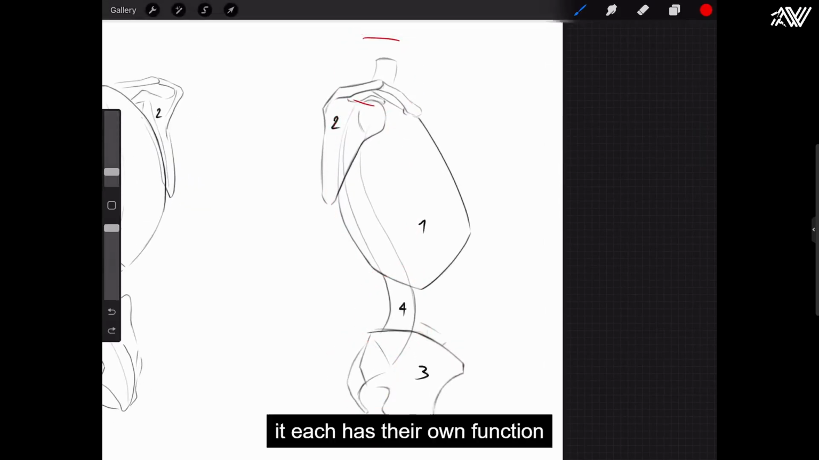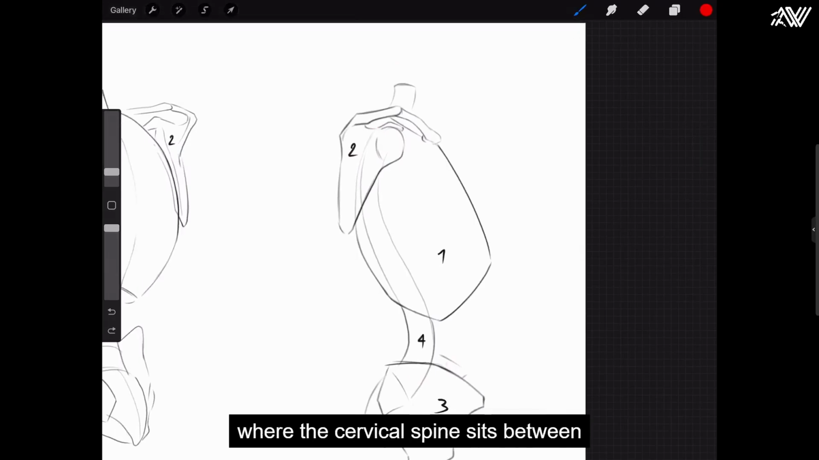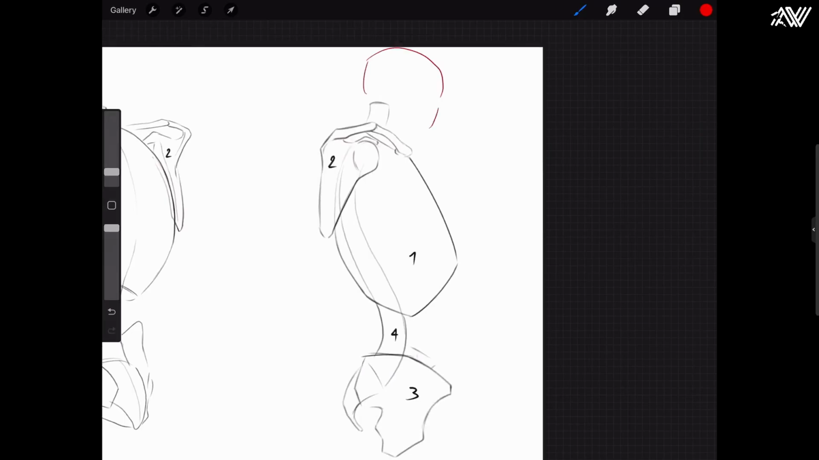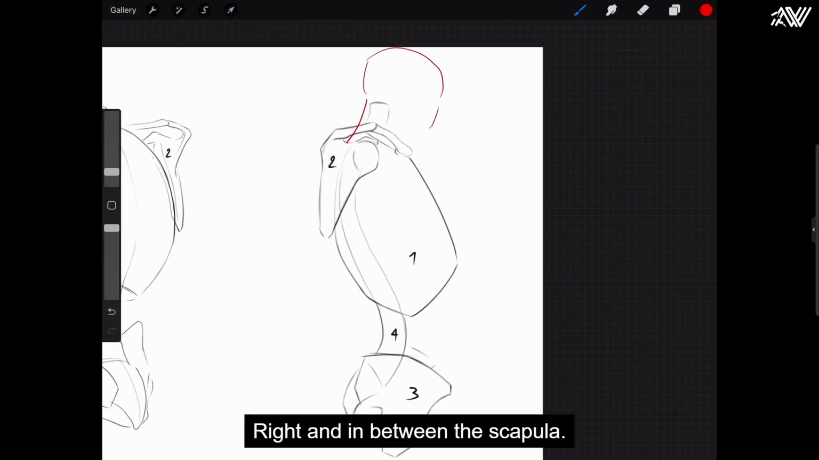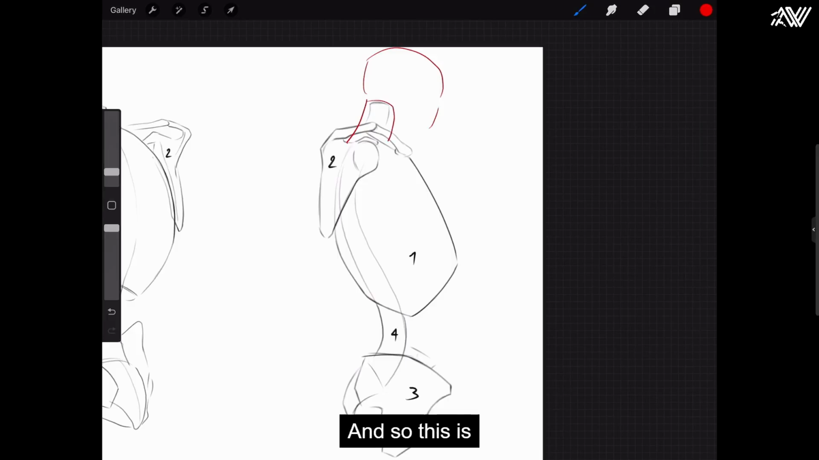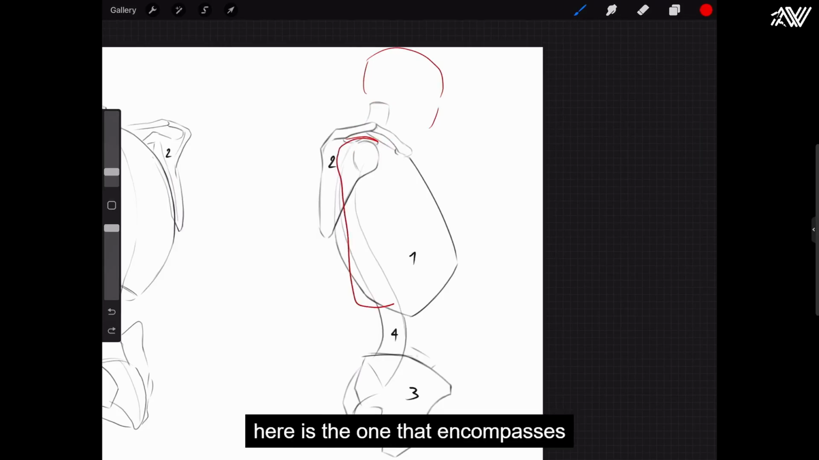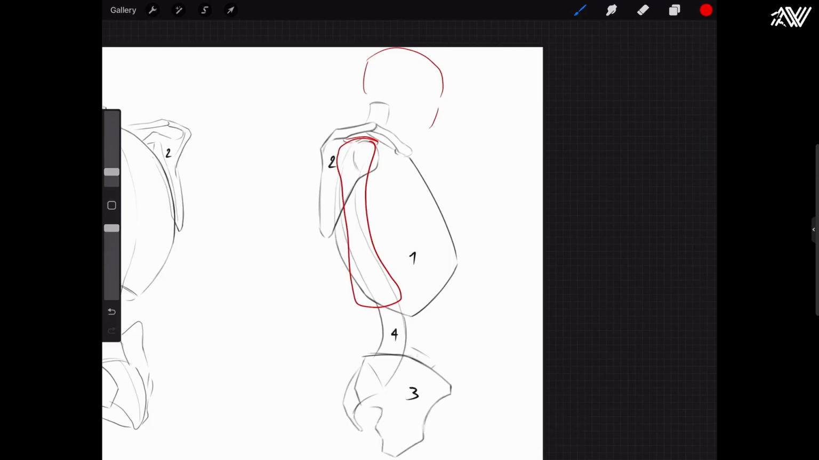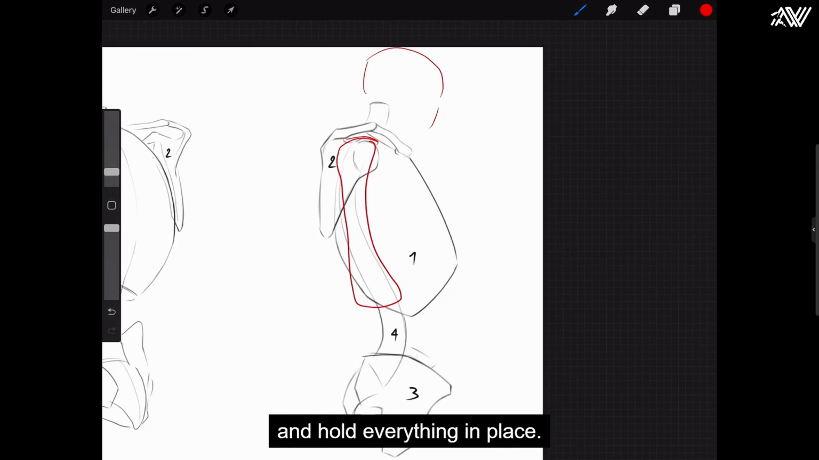What that means is that each has its own function, where the cervical spine sits between the cranium of the head, right, and in between the scapula. And so this is a very flexible part of the spine. The thoracic part here is the one that encompasses almost the entirety of the rib cage. So it's also the most rigid, and it doesn't really move as much, but it's really there to stabilize our rib cage and hold everything in place.